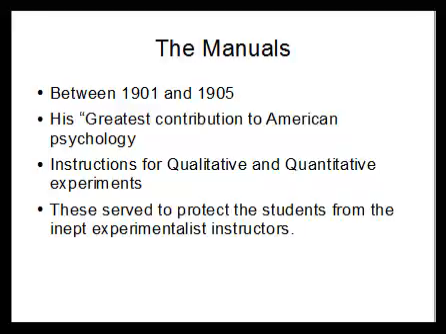Among his other attributes, Titchener came up with what are called the manuals, more formally, Experimental Psychology: A Manual of Laboratory Practice. And there is basically a manual on how to do qualitative and quantitative experiments, and it is said to be his greatest contribution to American psychology. It was interesting. Reading between the lines, they really served to protect his students from the inept experimentalist instructors. More or less, it says that he really didn't trust how everybody else was teaching it, and he thought he was superior, so it may as well be he who teaches everybody. And he did that through his manuals.